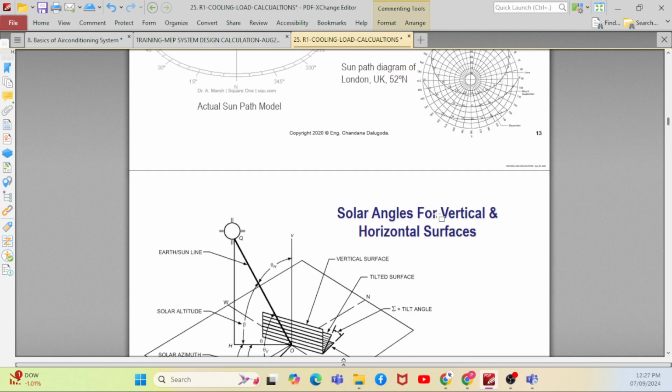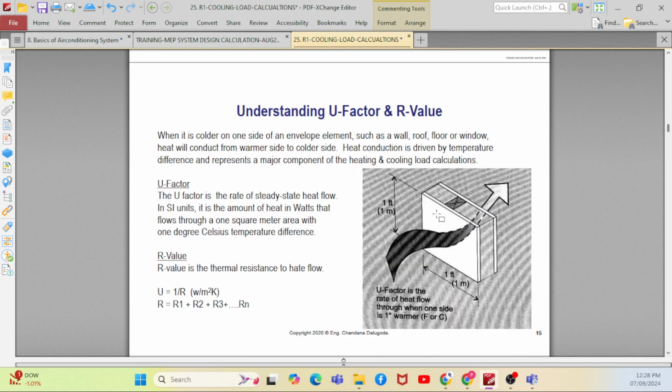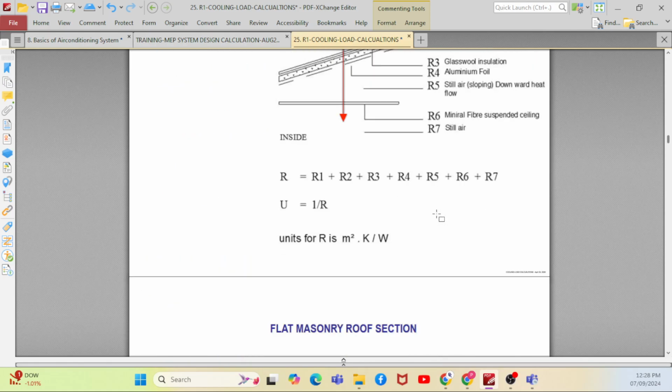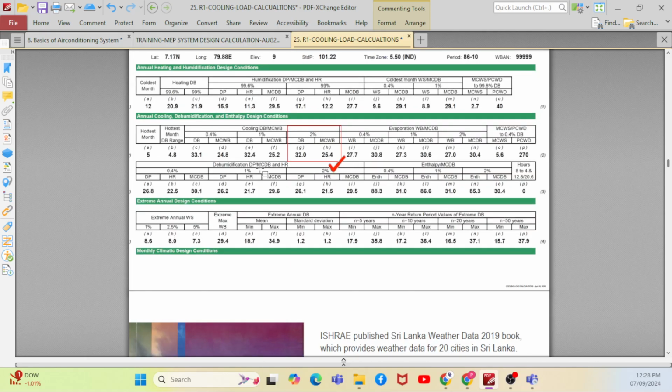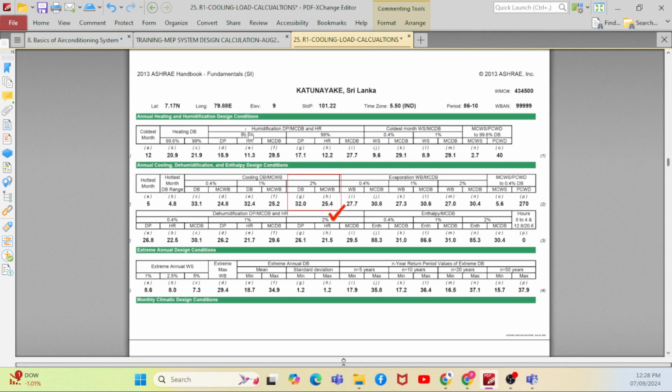Basically, when you talk about the ASHRAE design condition, maybe I can go to the ASHRAE design condition, right? This is the ASHRAE design condition. When you remember, last week we have seen that particular chart. Maybe I can show you one of the values.